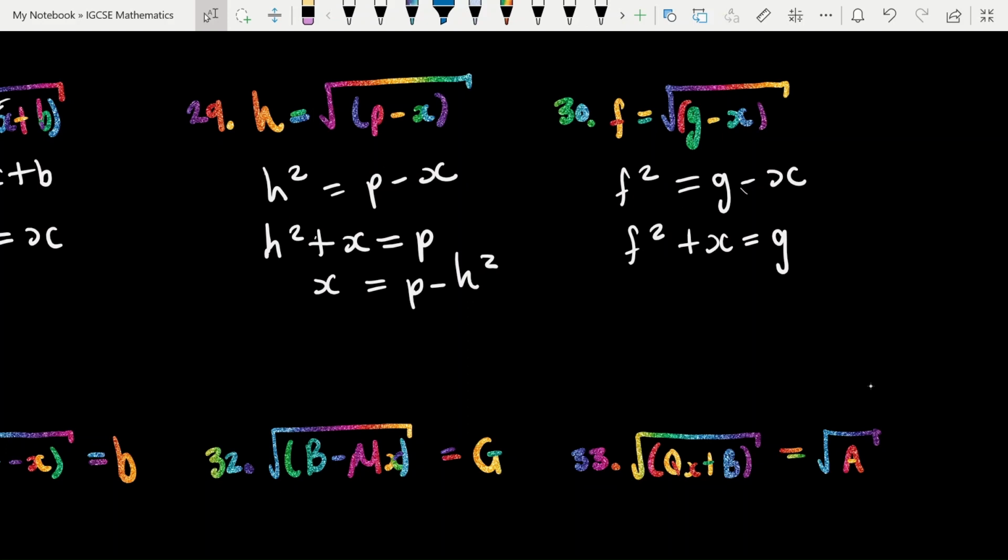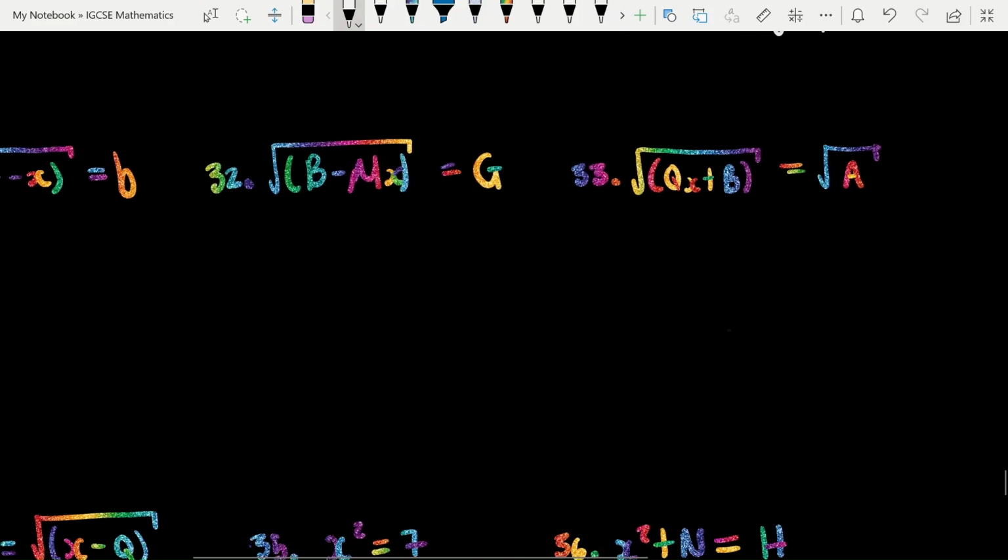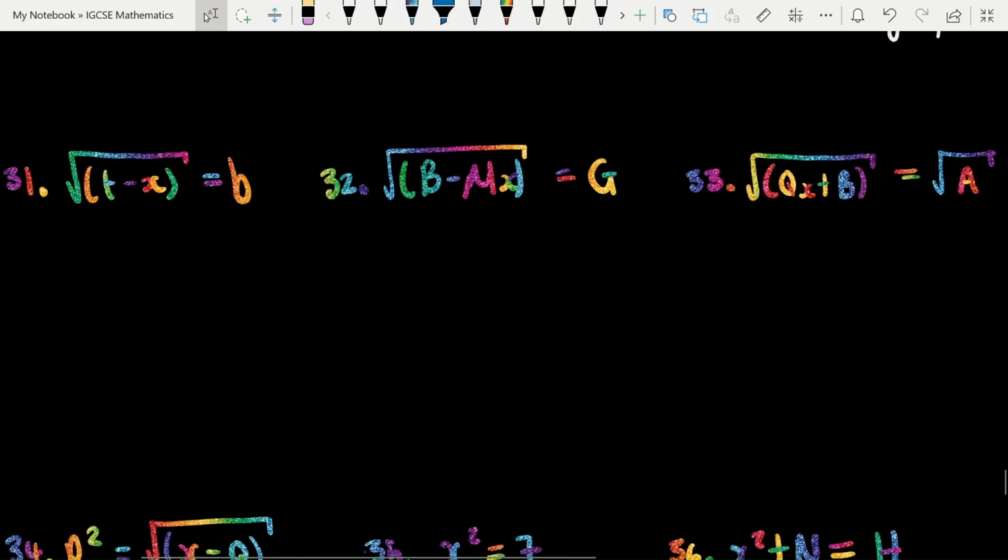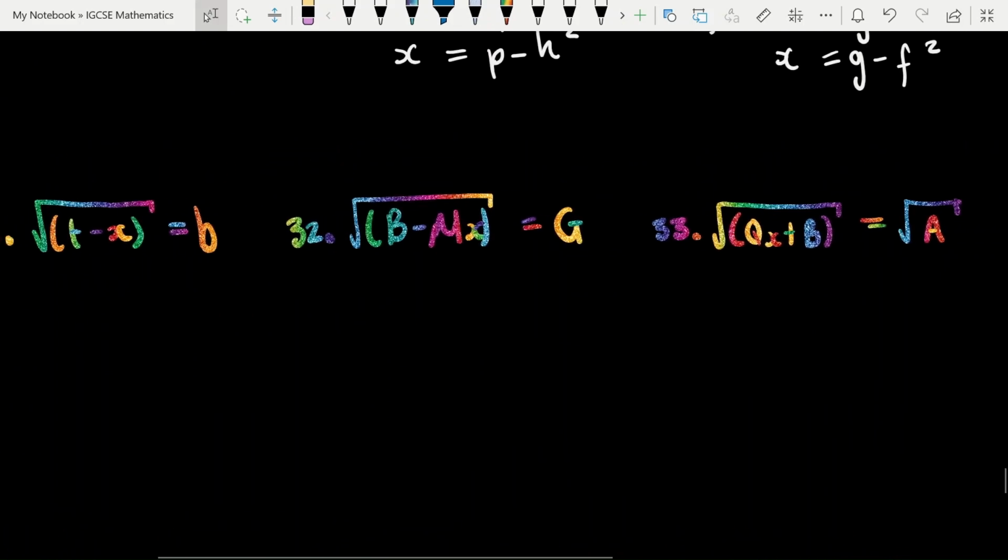Now I can make it the subject because it's positive, by taking everything which is not x to the other side. And what is it? F squared. F squared goes to the other side. I now have x is equal to g minus f squared. Simple as that. Wow, there are many more examples. I see there are more examples below that. Okay, let's keep going.